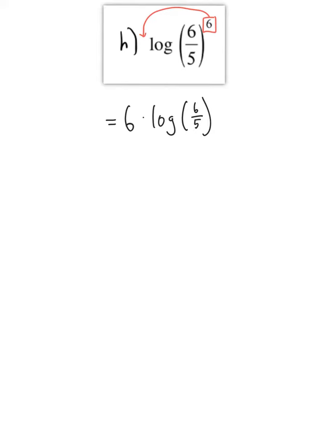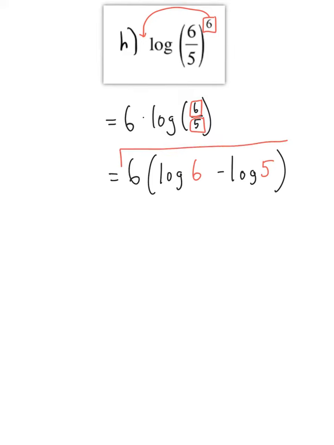Okay, and then if we look at this log, it's a log of 2 things divided. Anytime you have a log of a fraction, you'll split it up into 2 logs subtracted. So this 6 just stays out front, and we'll need parentheses. We'll change it to 2 logs subtracted, and the numerator of the fraction goes in with the first log, and the denominator goes with the second log, and that would be the final answer.